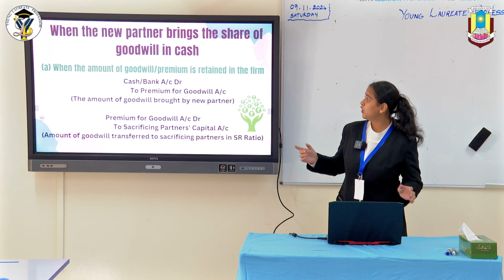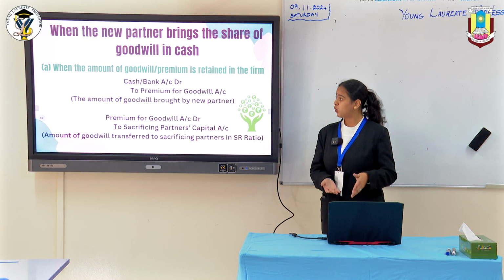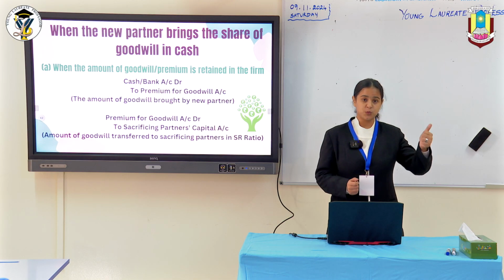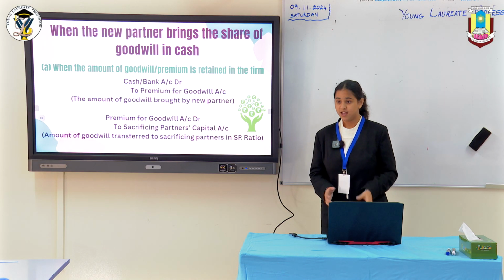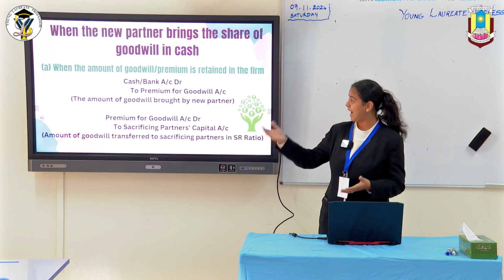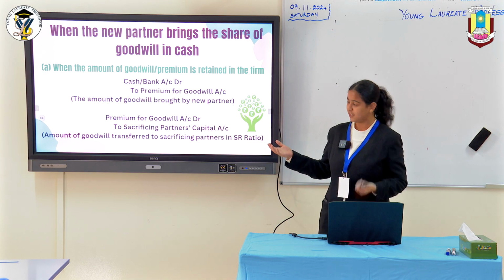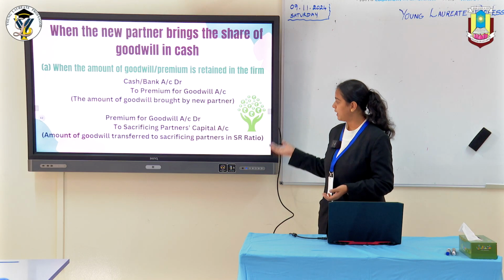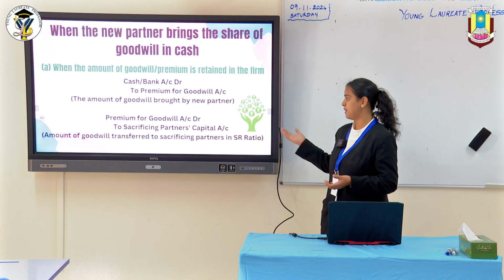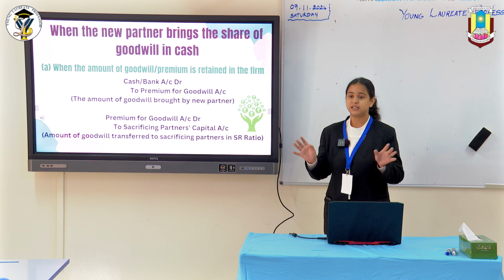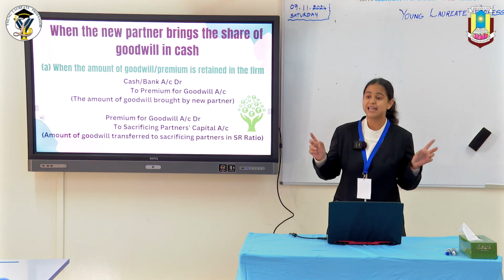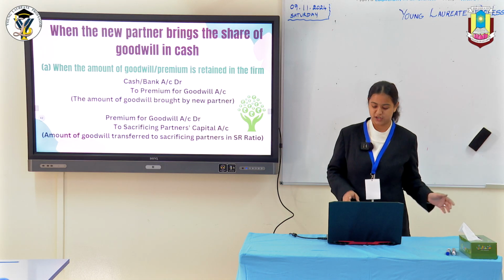Then, when the new partner brings in premium of goodwill in cash. Now under this, there are again two cases. First, when the amount is retained in the business. In that case, the entry passed will be cash or bank account debit, since we are receiving it, to premium for goodwill account. Then premium for goodwill account debit to the sacrificing partners' capital accounts. Now this premium is not necessarily given to all the old partners. This will be given only to the sacrificing partners in their sacrificing ratio.